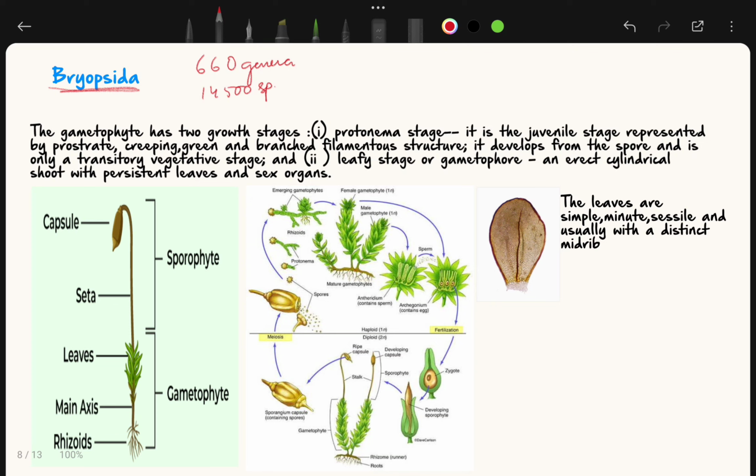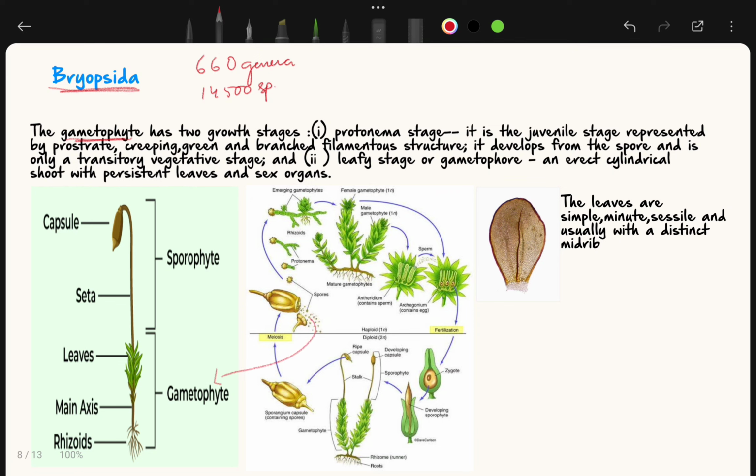They are known to occur in all parts of the world, and just like liverworts, they are known to grow on moist rocks, dam walls, and also on the barks of trees. The plant body has two growth stages. In liverworts and hornworts, the sporophyte will produce spores, and then the spores will give rise directly to the gametophyte, right?